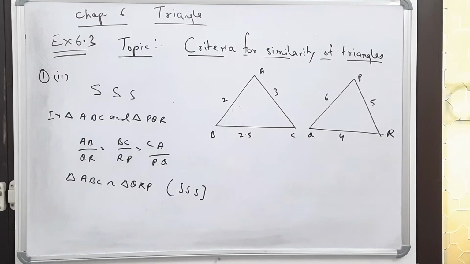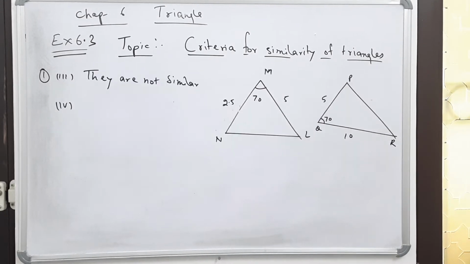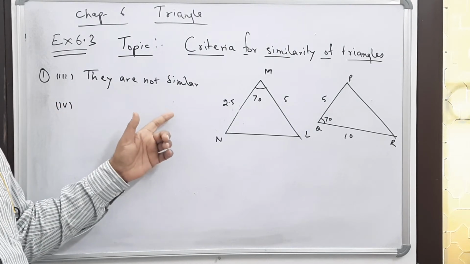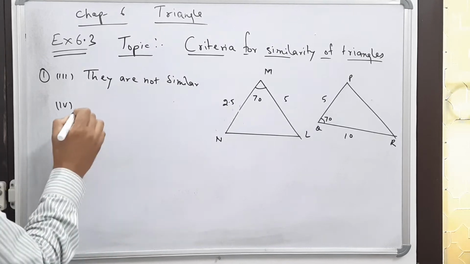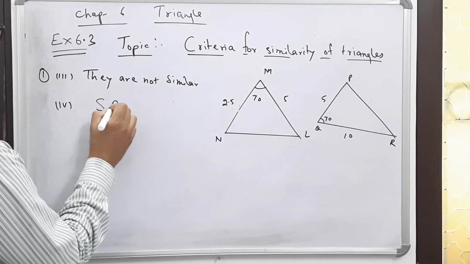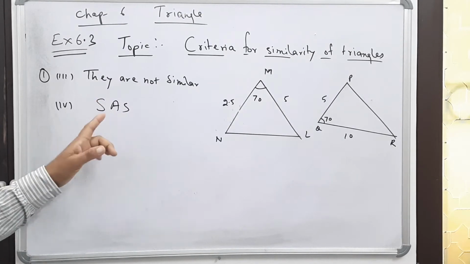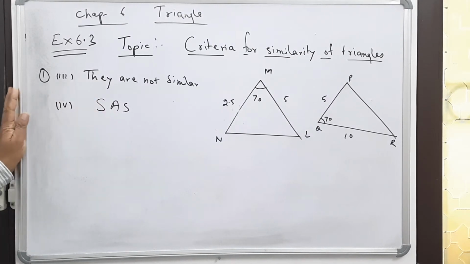I am taking one more sum, that is with the third criteria. So there are total 3 criteria. The next criteria is side, angle, side. Now, third part, they are not similar. Now I am taking the fourth part, and the criteria in this is side, angle, side. That is, two sides are proportional and the included angle is equal.